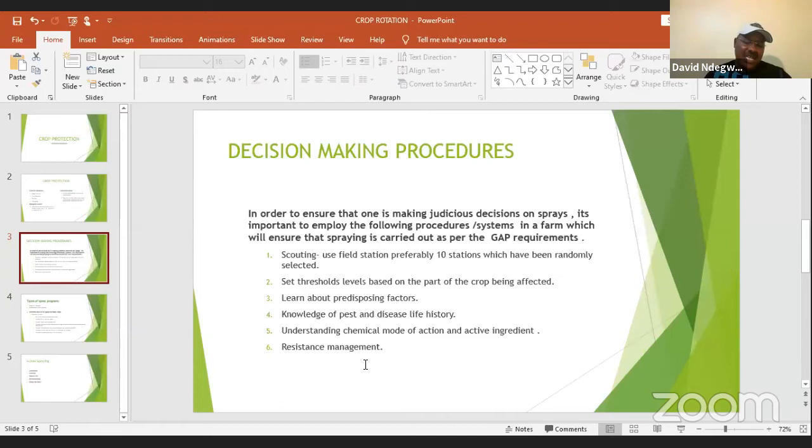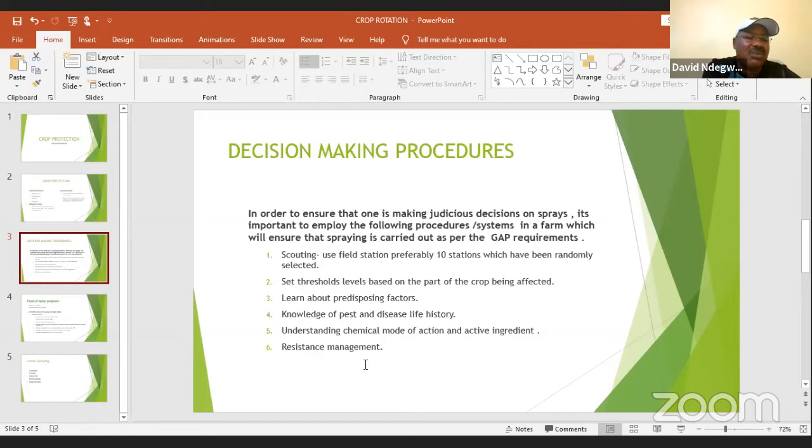Let's say you have divided your field into beds, you put a peg somewhere, and then you put 10 pegs in the field, and those pegs become the areas where you'll be inspecting whether you have pests in the field. When you go to a station, you evaluate within 1 meter. If, for example, you are scouting for blight in potatoes, within 1 meter you count the number of plants that have been affected. If it is one, you put one. Then you go to station two. Within that area, you see whether you have other pests that are affecting that crop.